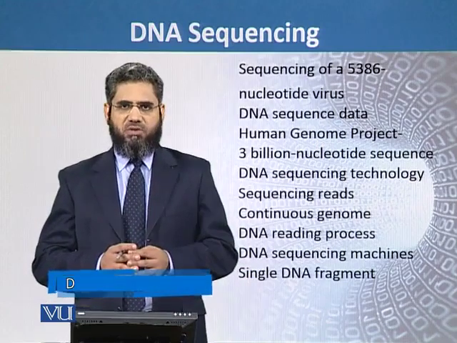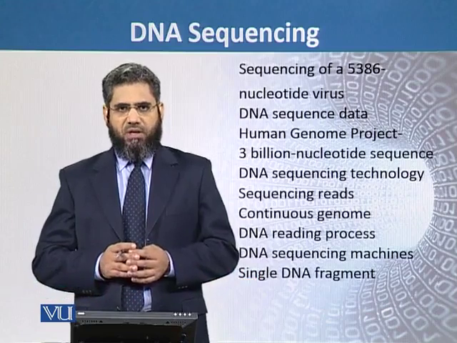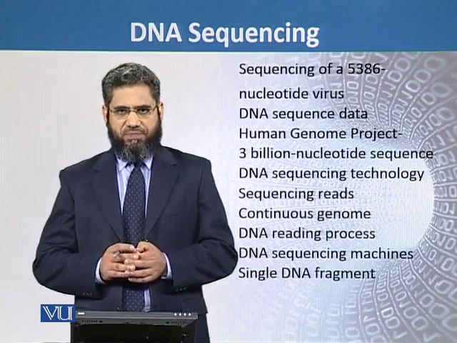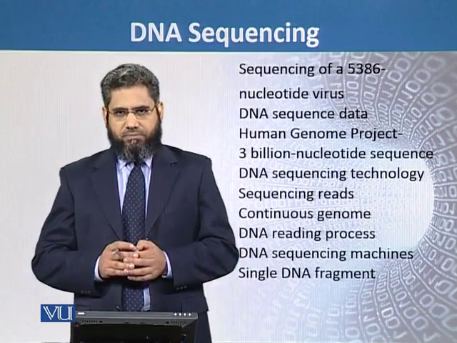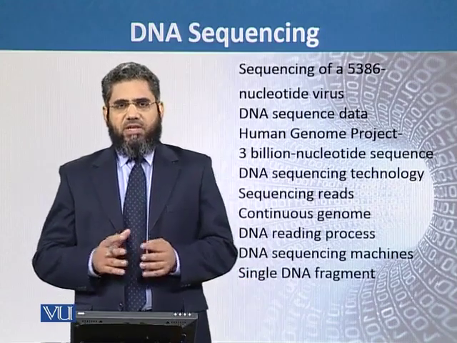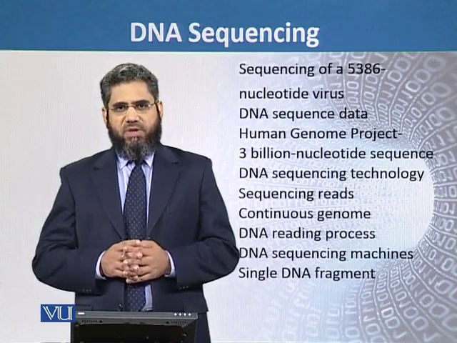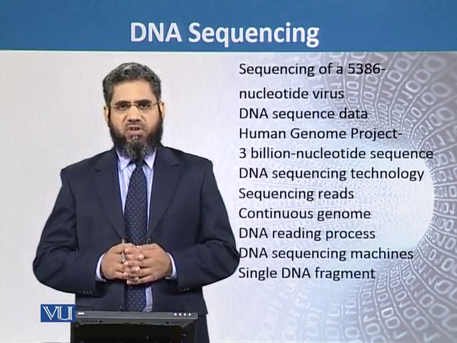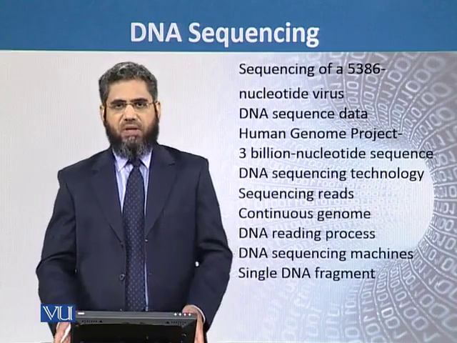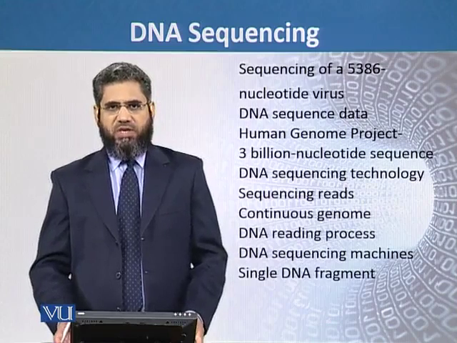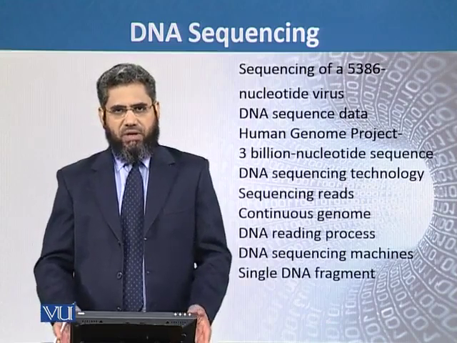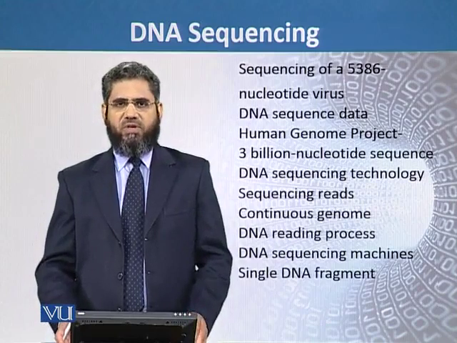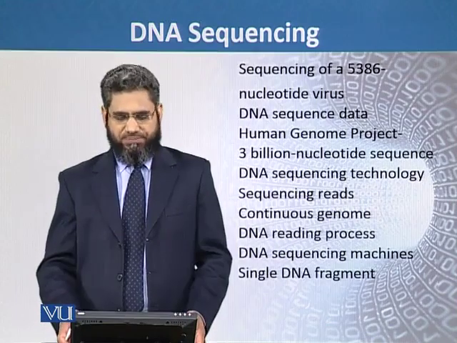After the completion of the Human Genome Project, approximately 3 billion nucleotides were sequenced. In the initial stage, with the sequencing method we could read only 500 to 700 nucleotides, because the initial sequencing methods had some limitations. So we could not go beyond 500 to 700 nucleotides.